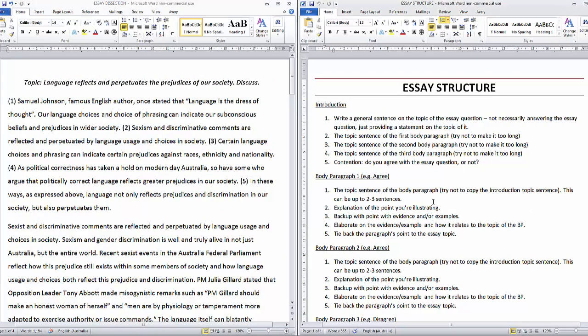I have attached both of these documents to the lecture, so one for this essay topic and then also the general essay structure. So whenever you are writing an essay, I have got some practice essay questions that you can use, but whenever you are writing it, I highly urge you to use this structure as a guide.